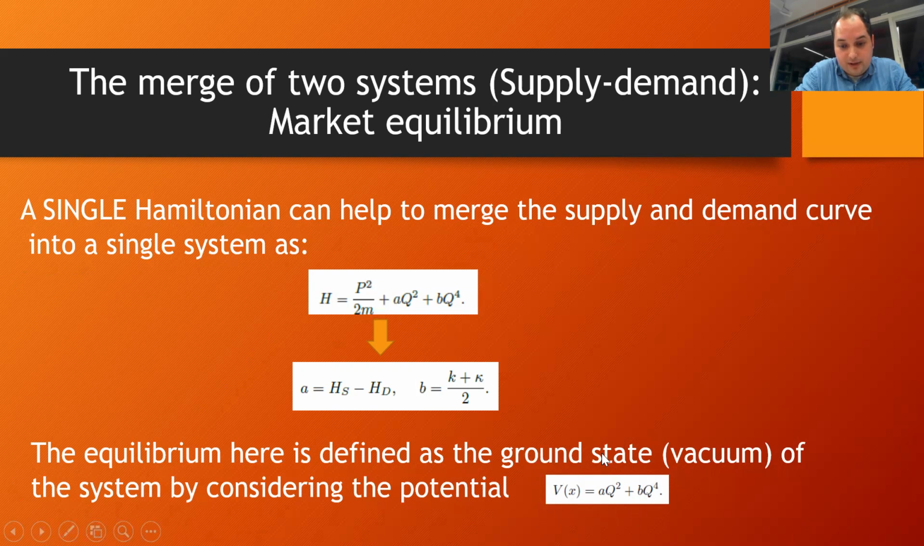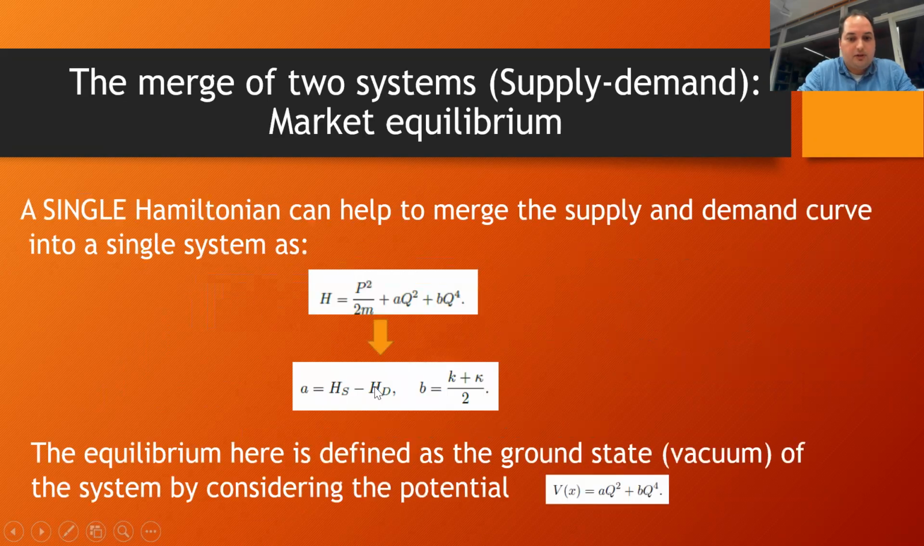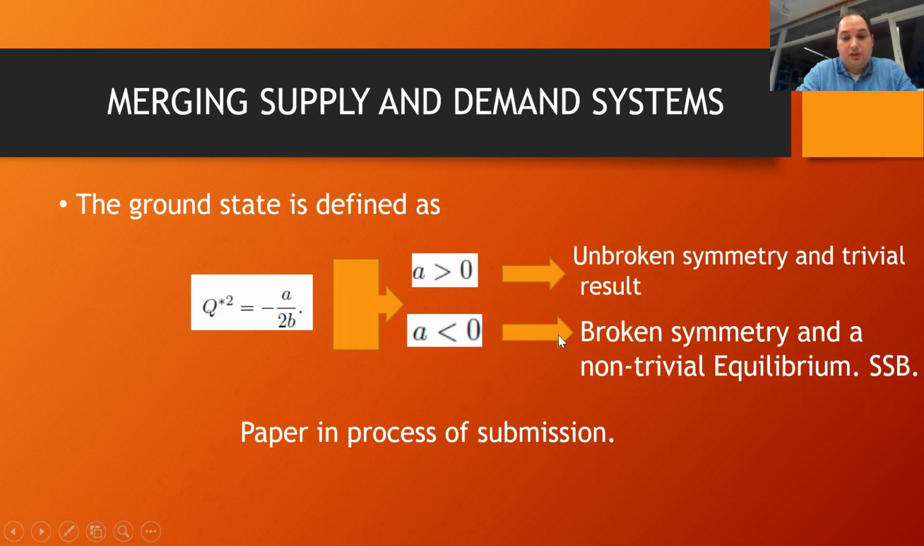If you find the ground state of this potential, you will find something interesting. You will find this solution. When A is larger than 0, this is a trivial result, where the suppliers decide not to produce anything. There is 0 quantity. There is no agreement. There is a single vacuum. There is a single equilibrium condition, which is empty. Only when A is negative, and this happens when the Hamiltonian of the demand is larger than the Hamiltonian of the supply, then in this condition, the symmetry is broken and a non-trivial result emerges.